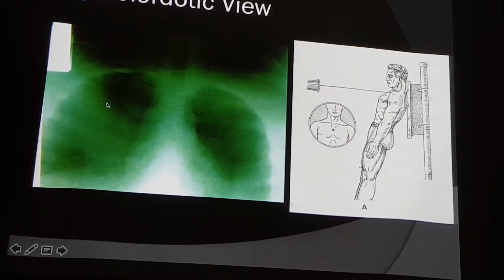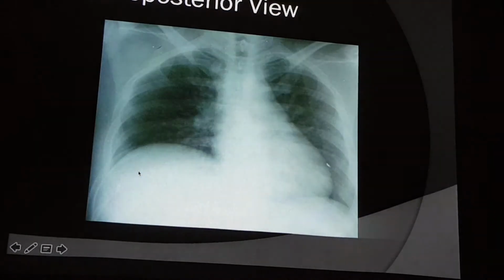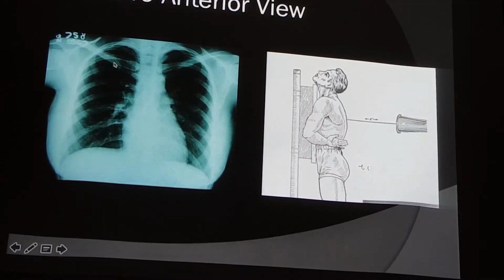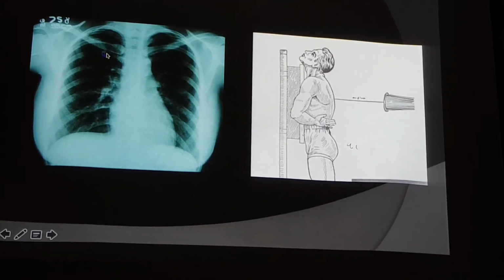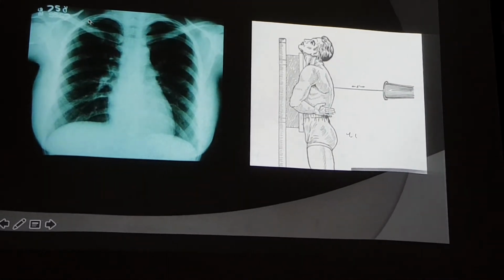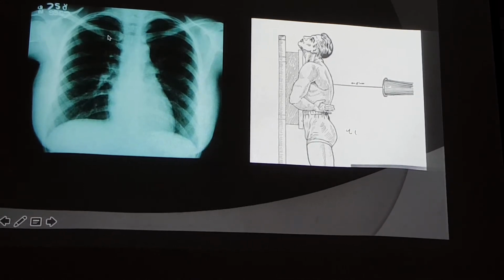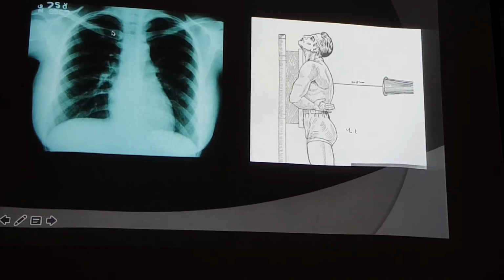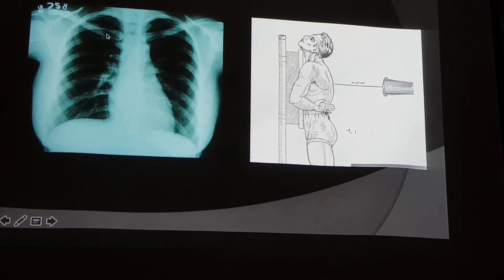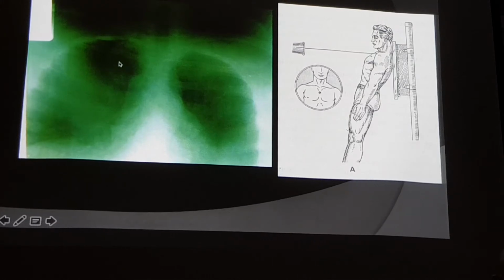Why do we do the apicolordotic views? Because sometimes in the PA view, if you want to look at the lung apices, you have your clavicles here, and you have your first rib going there. So sometimes if you have TB, there may be opacities which are superimposed on the osseous structures. You do your apicolordotic view to get those osseous structures out of the way.